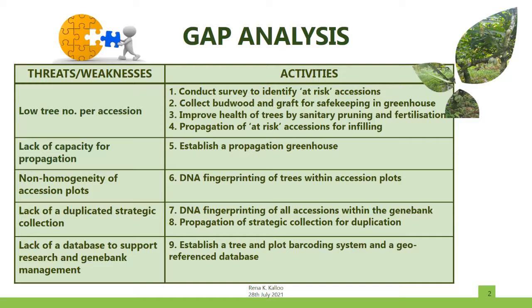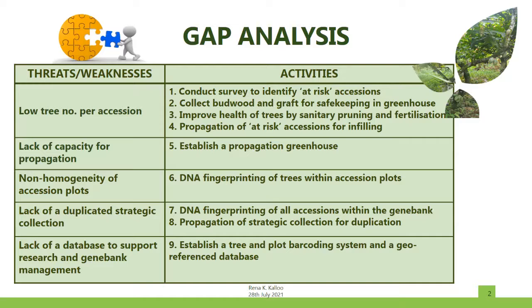The second area we identified was the lack of capacity for propagation. We were not able to replace all the lost trees at the required rate due to inadequate propagation facilities. So we set about to establish a propagation greenhouse, which would improve the capacity to infill the vacancies within plots.